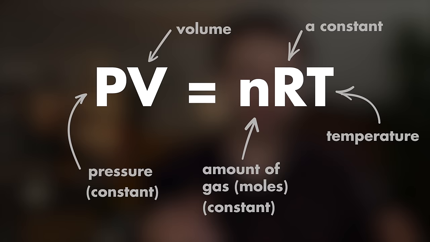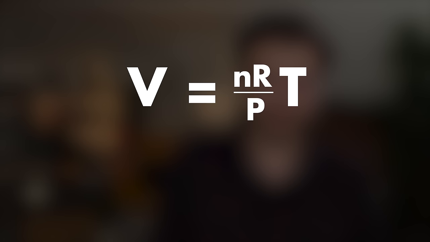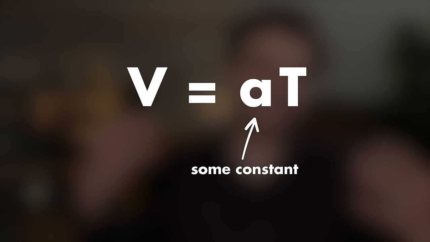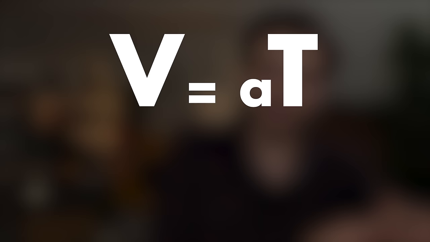Let's rearrange this equation by dividing both sides by P. We've now got V equals nRT divided by P. Because n, R, and P are all constant by design of our experiment, we can say that V equals some constant multiplied by T. In other words, V and T are proportional to each other. If you double one of them, you double the other. If you halve one of them, you halve the other. And by the way, in this simplified form, this is Charles's law.